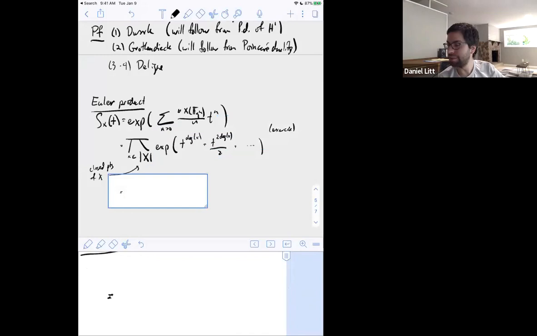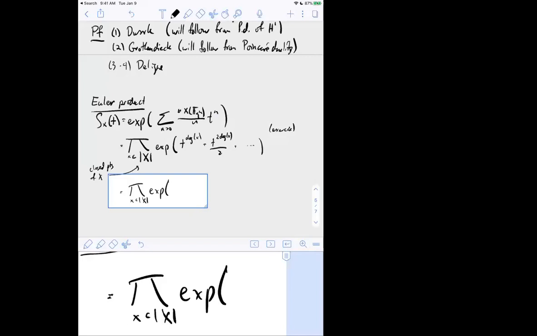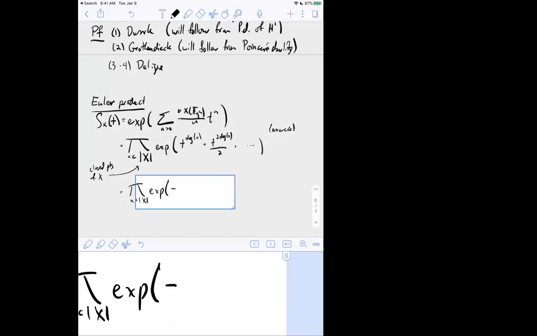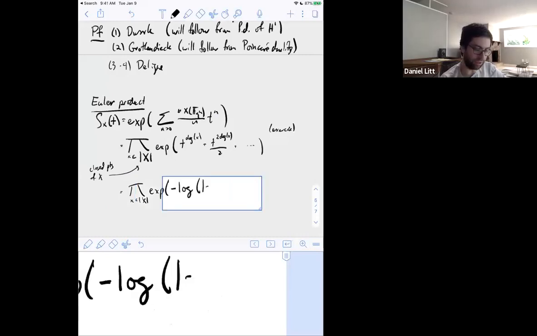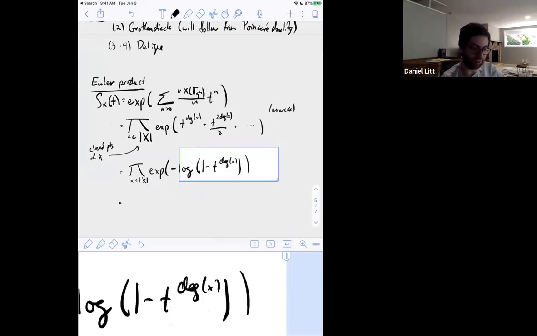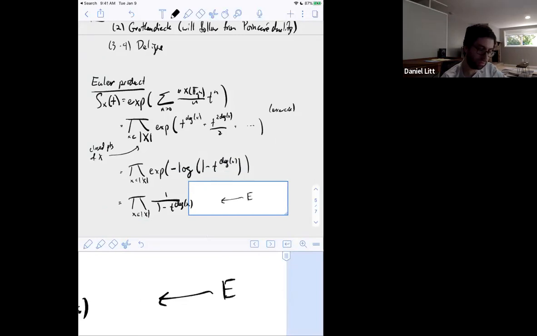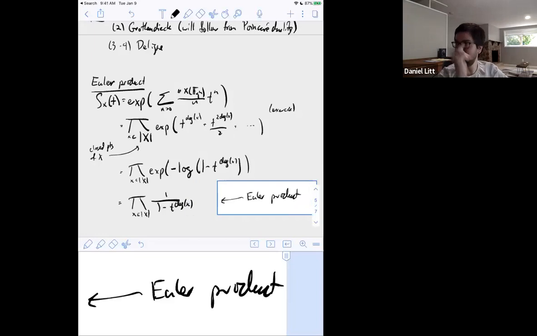So this interior sum has another description. Does anyone see a way to rewrite it? My hint is it's related to the Taylor series of log. Is it log of 1 minus t to the degree x? I think it's minus that. So I think it's minus log of 1 minus t to the degree x. Exactly right. And now you're taking the exponential of log, so this is the same as log of something to the minus 1. So this is the product over x in x-bar of 1 over 1 minus t to the degree x. This is the Euler product. So that's a very simple description of the zeta function.